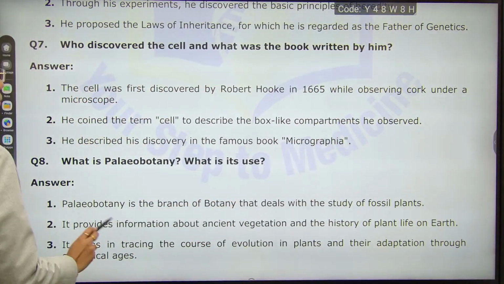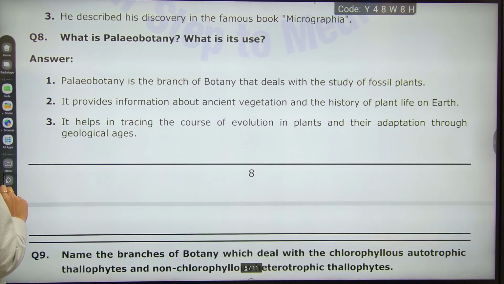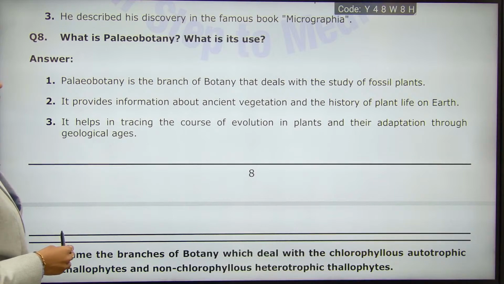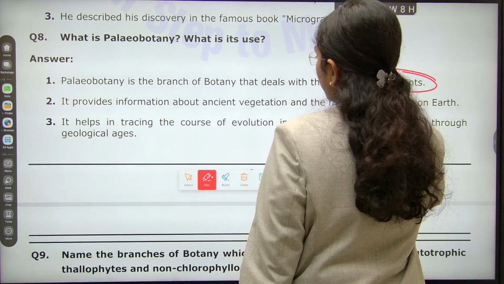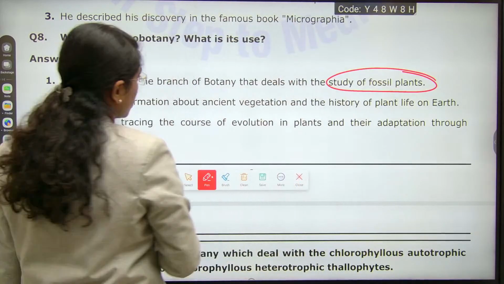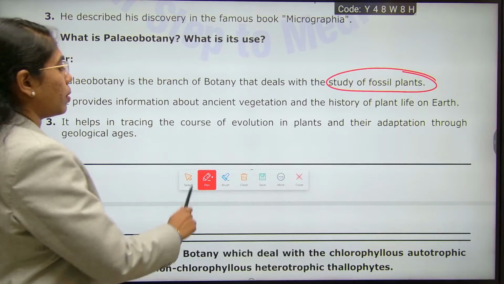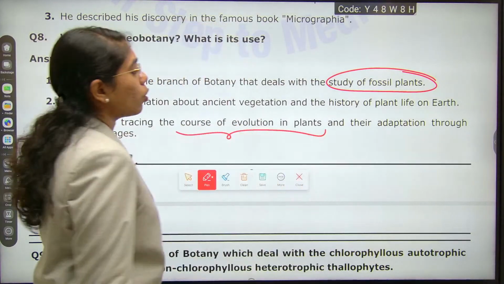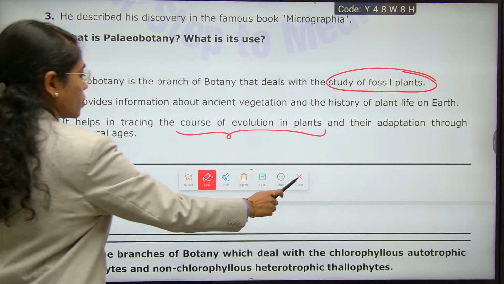Next, what is paleobotany? What is its use? Paleobotany is the branch of botany that deals with study of fossil plants. It provides information about ancient plant life on earth. It helps in tracing the course of evolution in plants and their adaptation through geological ages.